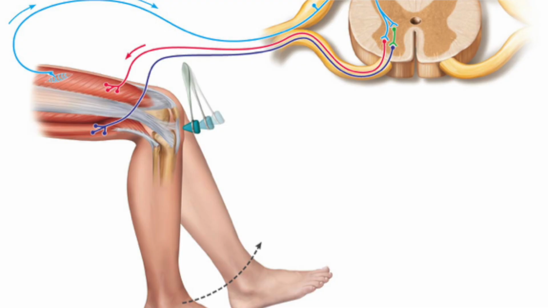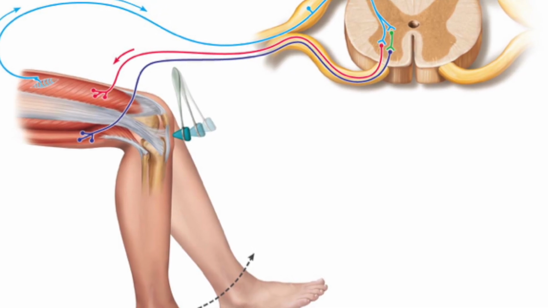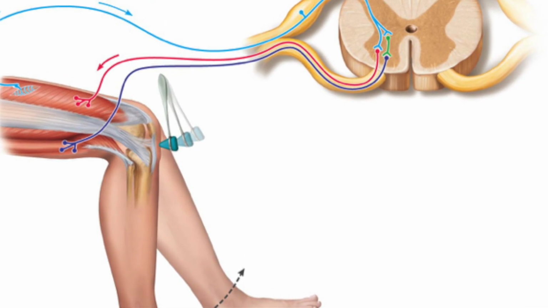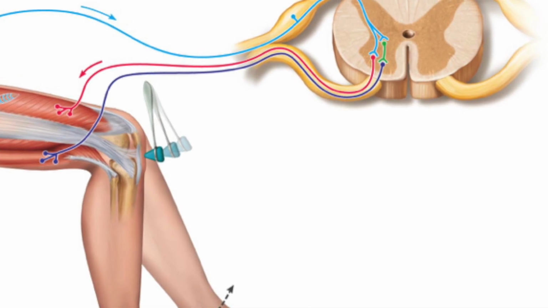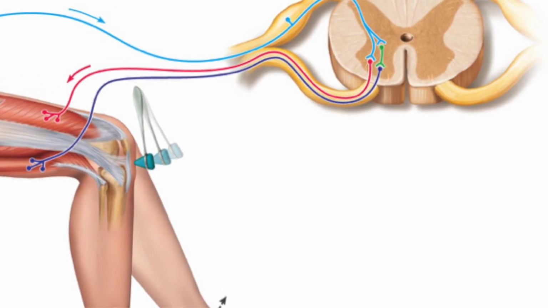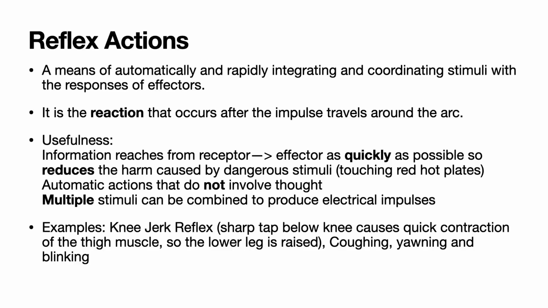Some examples of reflex actions are the knee jerk reflex. When you sharply tap below the knee, the thigh muscle quickly contracts, raising the lower leg. Coughing, yawning, and blinking are also some examples.